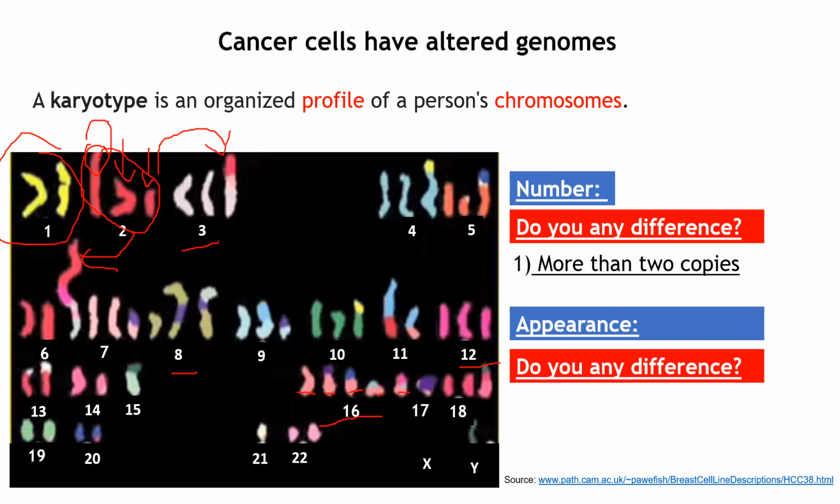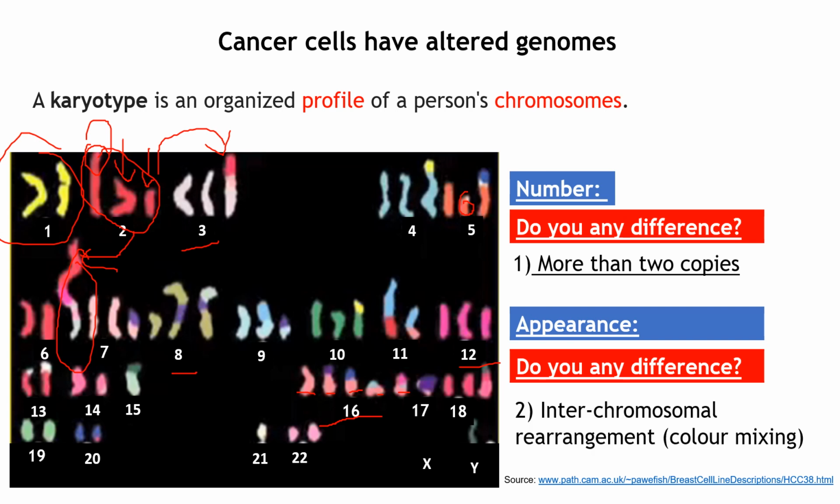The appearance, so do you see any difference? For sure, I think you see that although number 1 is still the largest one, is very big, look what happened with this one. And there are other ones that are very small. Look, this one, number 5, should be much bigger, and now it's very tiny. So there is a lot of changes. And super important, there will be interchromosomal rearrangement, and this is what you see, as I showed you with the color mixing, and there are different types of chromosomal rearrangement.